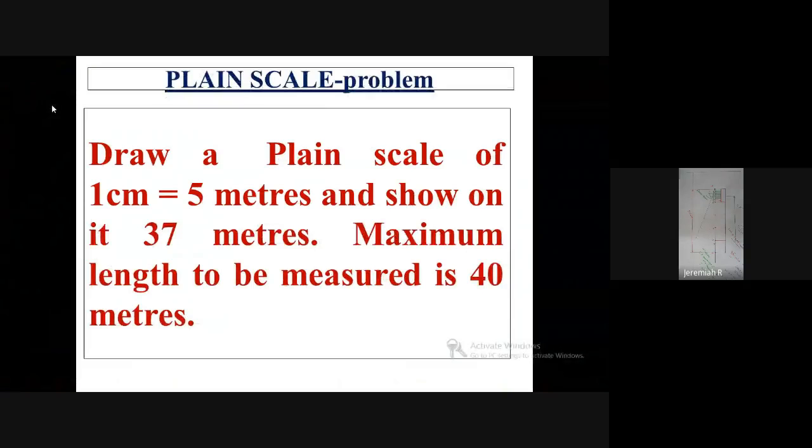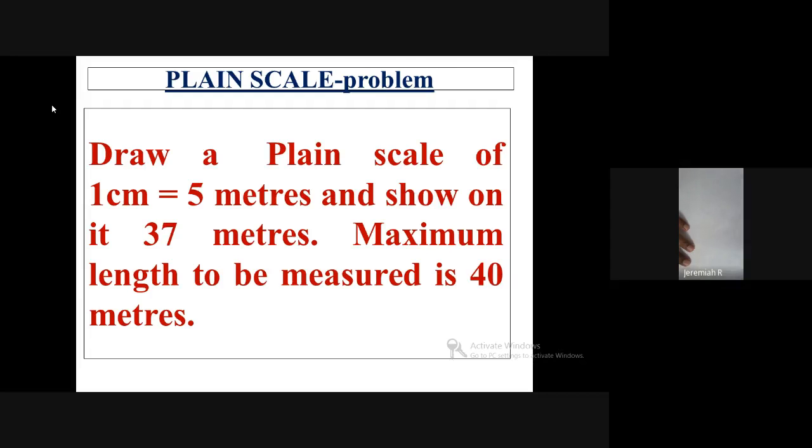Draw a plane scale of 1 centimeter is equal to 5 meters and show on it 37 meters. Full stop. Maximum length to be measured is 40 meters.